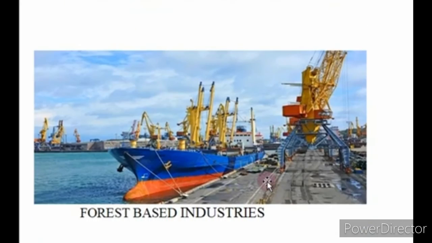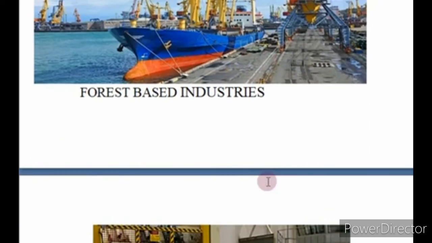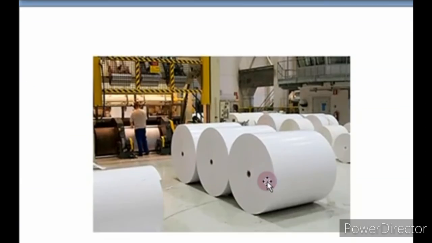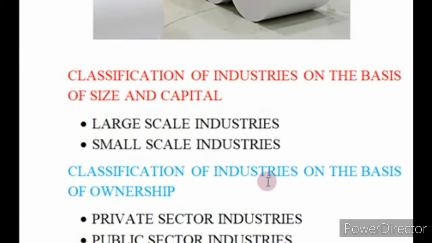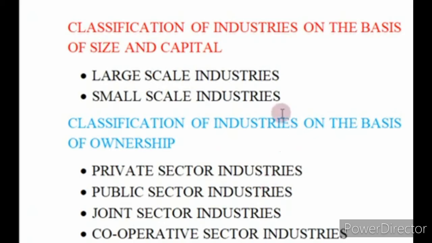Marine based industry. These industries use products from the sea and oceans as raw materials. Forest-based industries. These industries use forest products as their raw materials. Examples: pulp and paper, furniture and some of the pharmaceutical industries, etc. Classification of industries on the basis of size and capital.